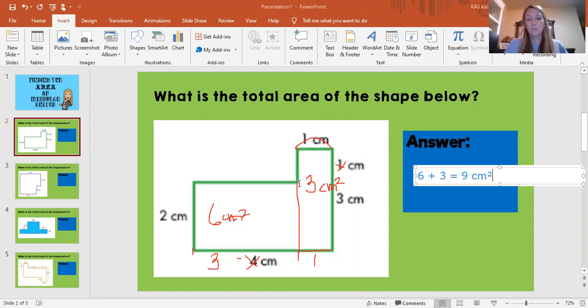Now the reason I would say the first way probably would have been better is because when we went horizontally, we already had all of our measurements. This way we had a missing side, so it made it a little bit harder. Okay, let's move on.